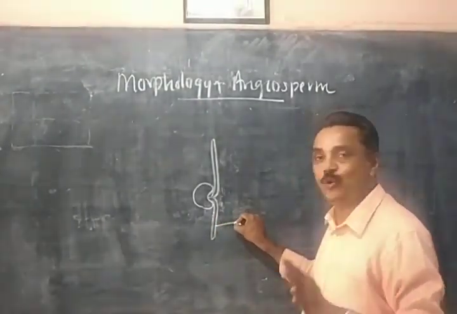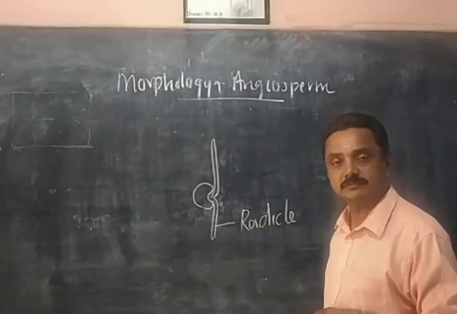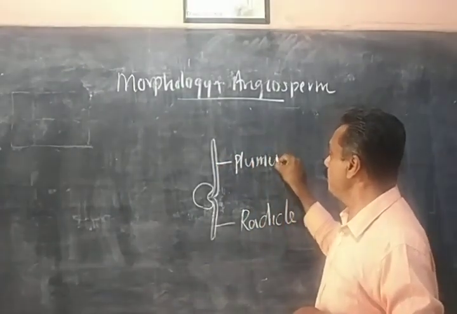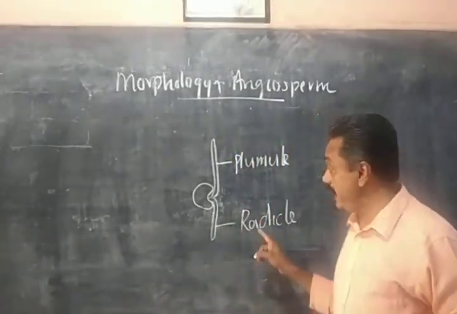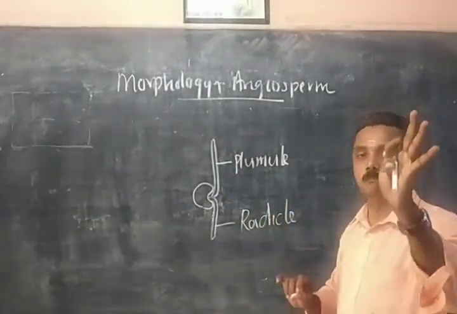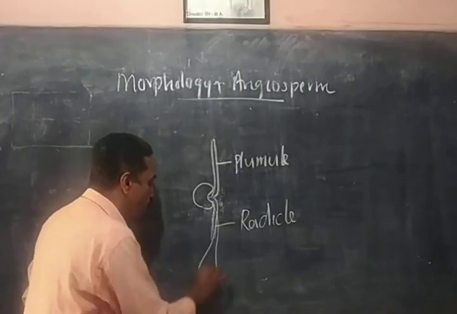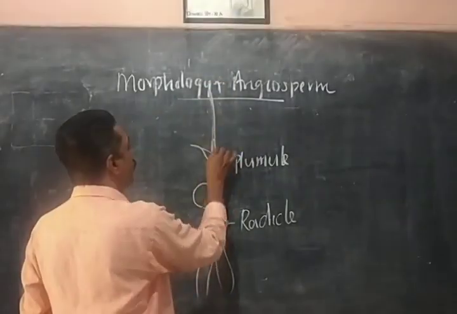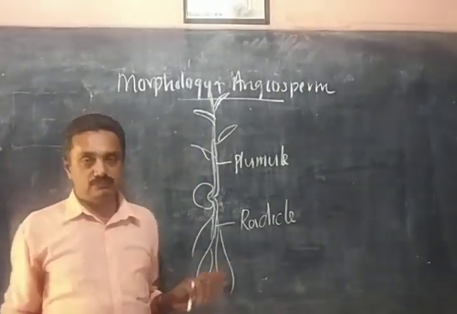See, this tube-like structure you study in your school syllabus. This tube-like structure is called as radicle, R-A-D-I-C-L-E. This tube-like structure is called plumule. This is the starting of the life of a plant. Radicle and plumule. The tube-like structure towards the lower side is called radicle, and the tube-like structure coming towards the upper side is called plumule. And you know that after some time the radicle develops into root system and the plumule grows into shoot system. See, this is the starting of the life.